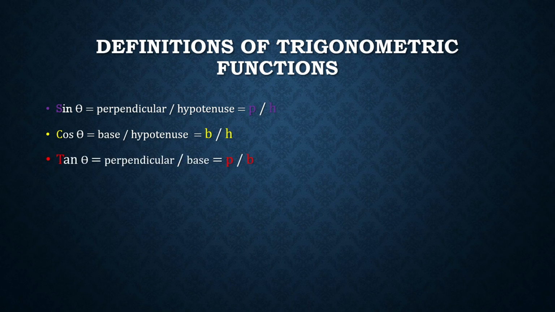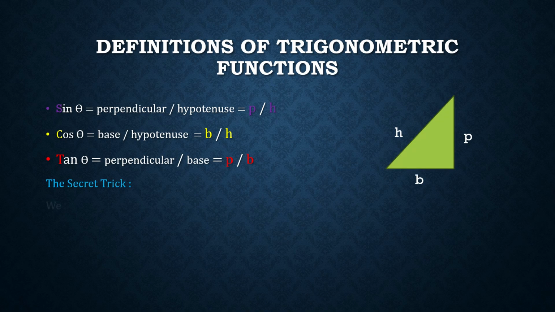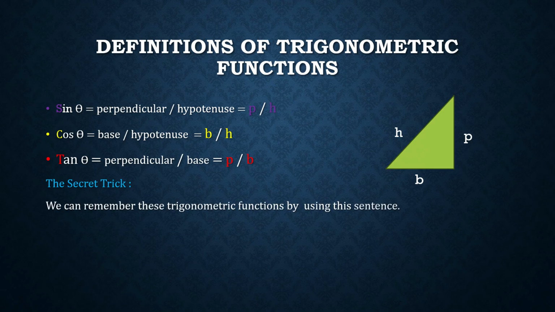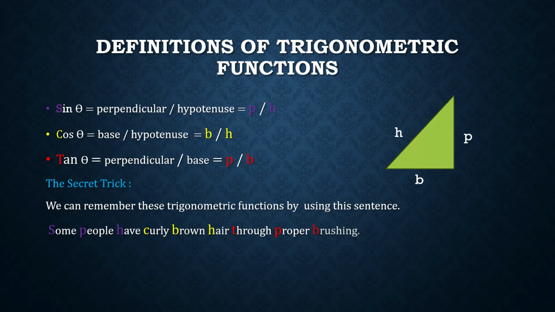Students often find it difficult to remember these ratios. So here is a secret trick to remember them easily. We use this sentence: some people have curly brown hair through proper brushing. Each word represents a trigonometric function. So this trick helps us remember sin, cos, and tan very easily.